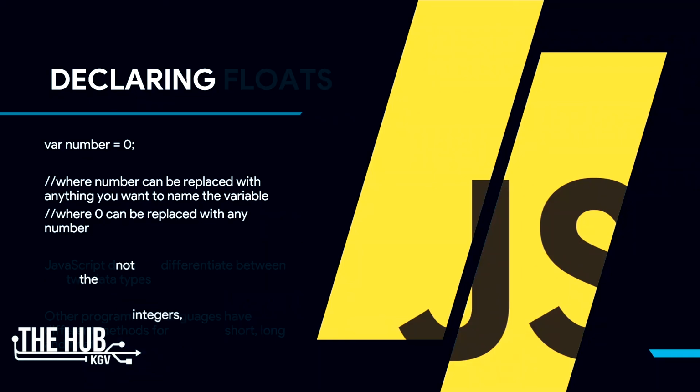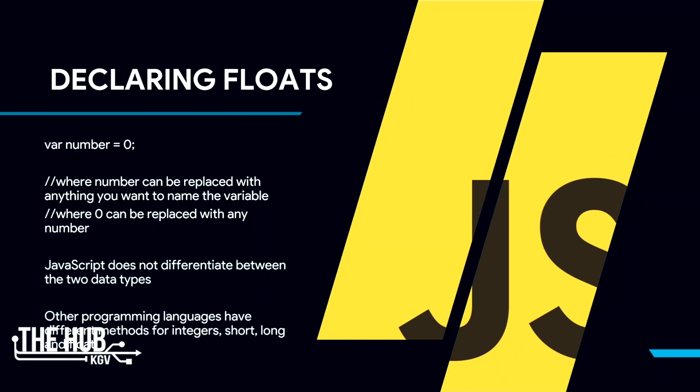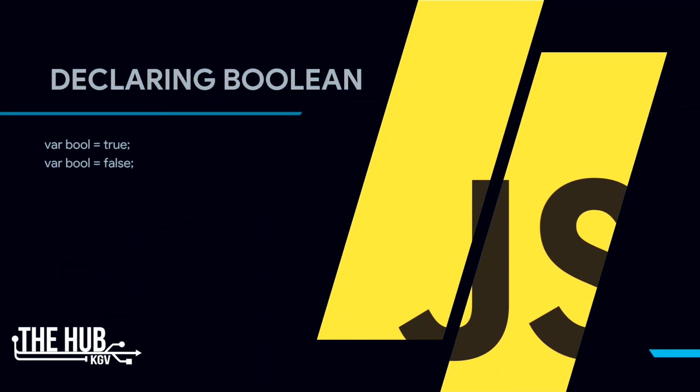To store floats, you can use the exact same method as above. JavaScript does not differentiate between different types of numbers like other programming languages. Some programming languages use the data types integer, short, long, and float separately. Booleans are stored like integers, but instead with a true or false instead of a number. Make sure that you do not capitalize or distort in any other way the text true and false from how it is shown on the screen.